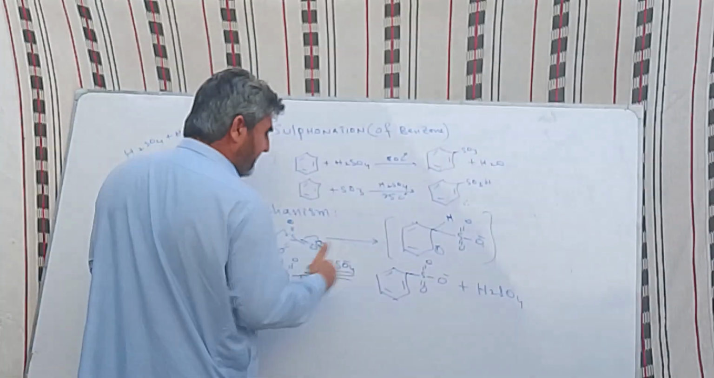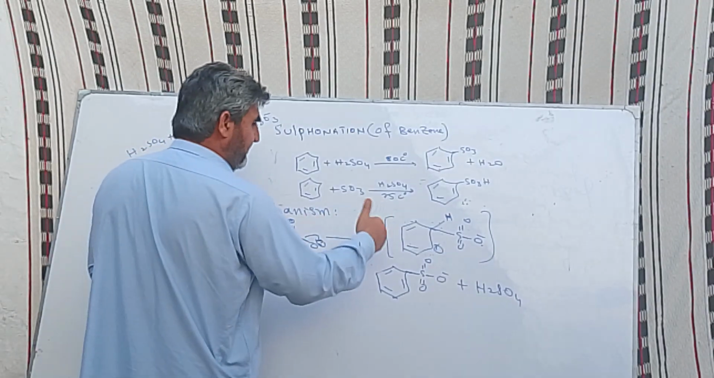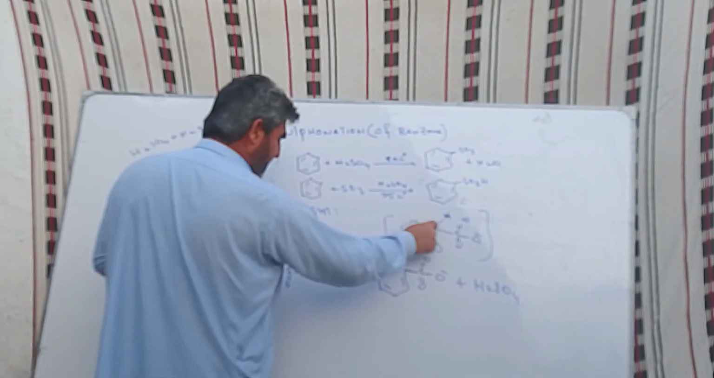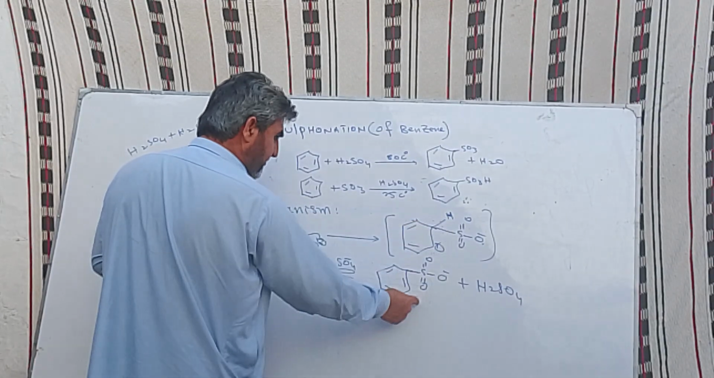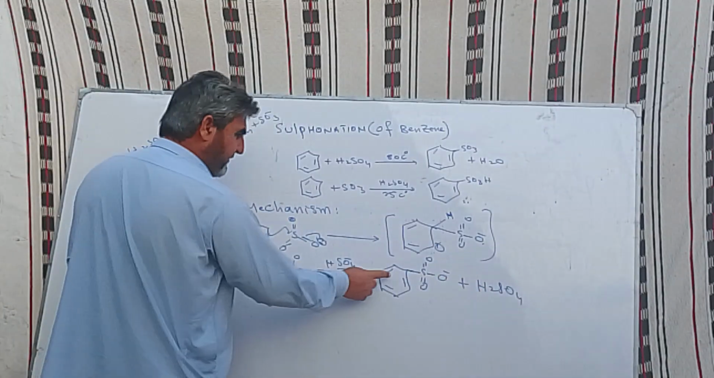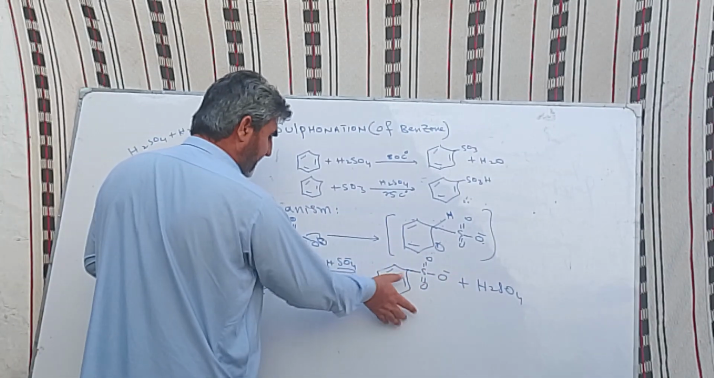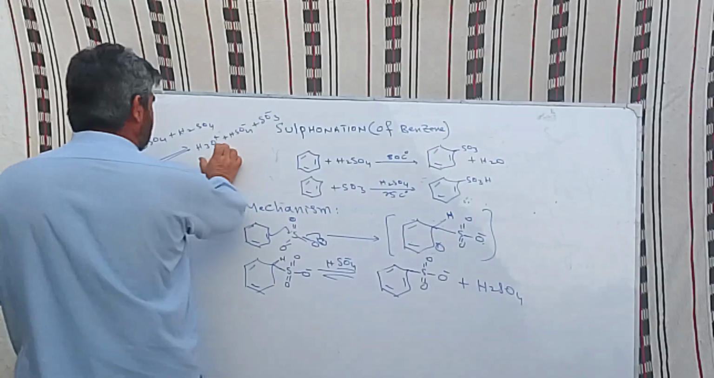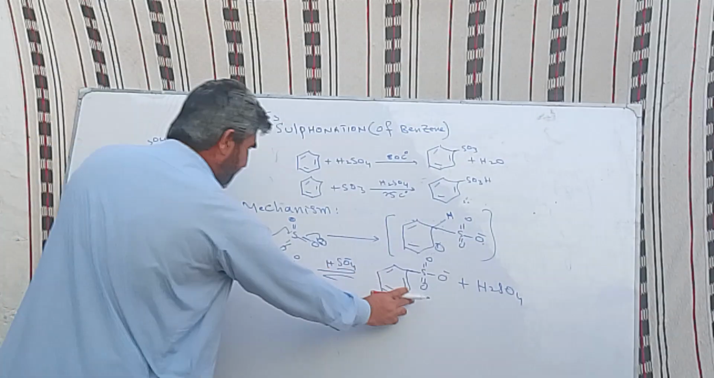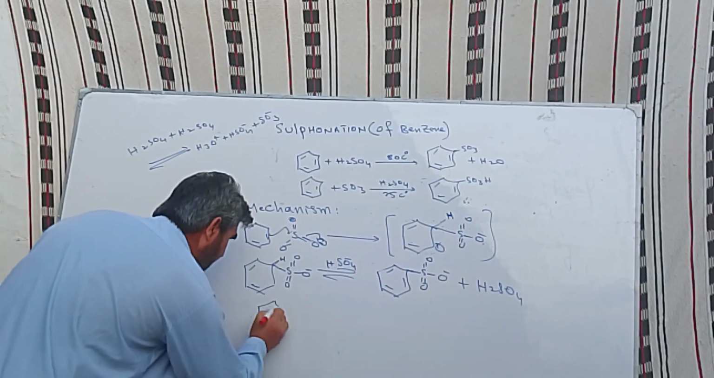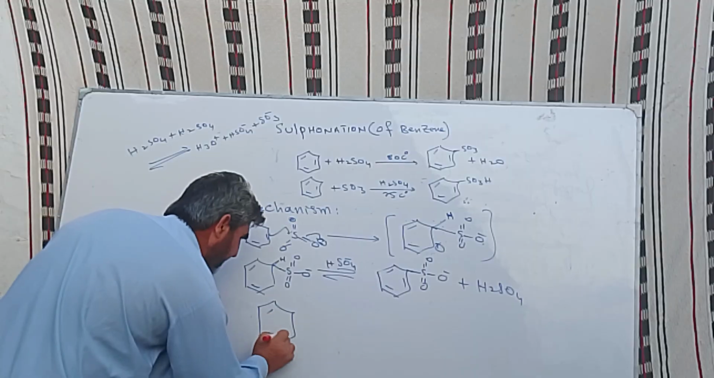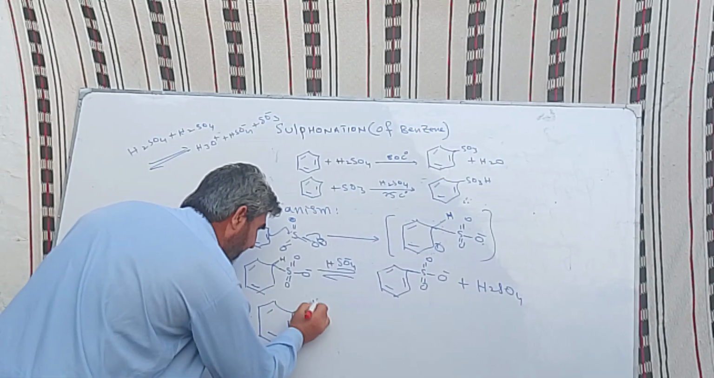So in the last, ultimately, this bond will be broken down. As you see, H2SO4 will be formed, just like this. This is the benzene sulfonic acid. Now, what will take place with this one? This product will now react with, as you know, this SO3.